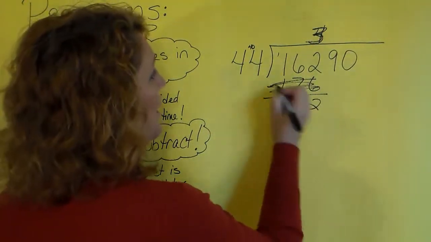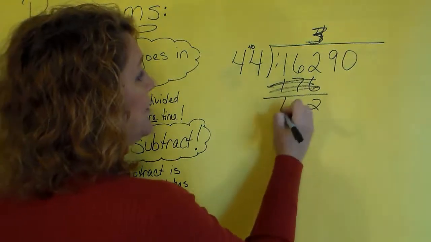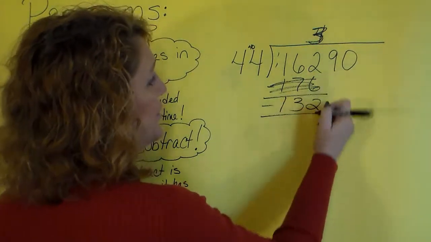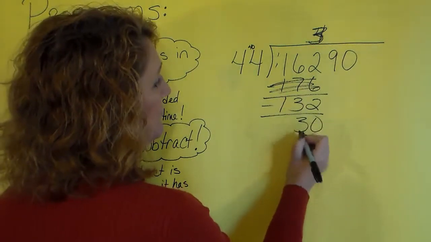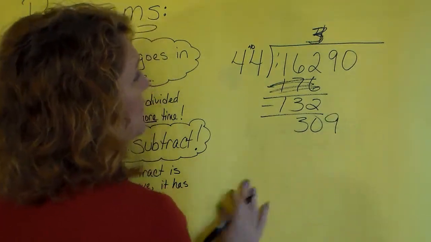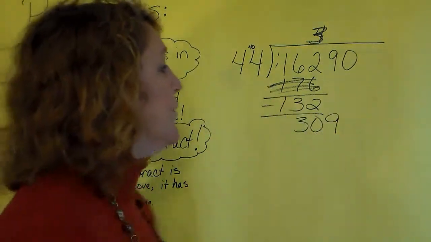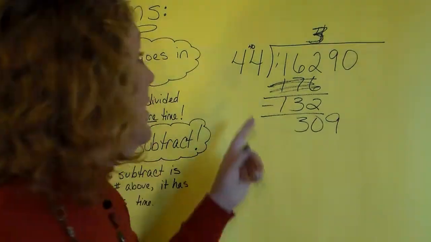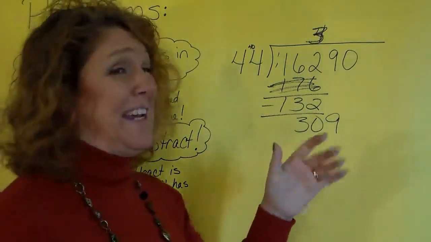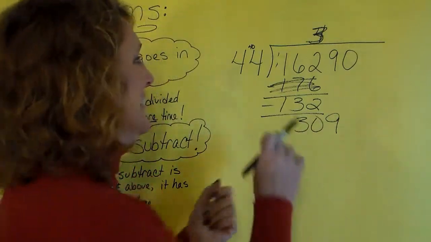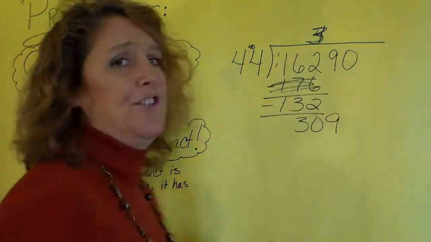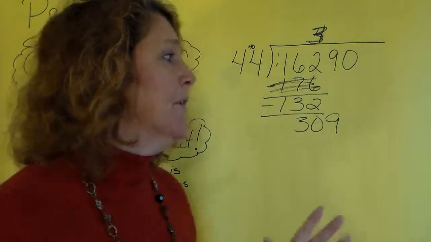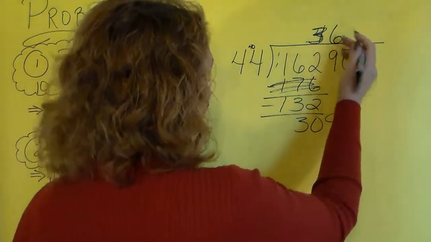3 times 4 is 12. 3 times 4 is 12, and 1 is 13. And now I can subtract. And I'm going to bring down my next number. Well, how many times does 44 go into 309? Not sure. But I know that 4 goes into 37 times, but I just guessed too high there. I'm going to guess a little low this time. So I'm going to say 6 times.